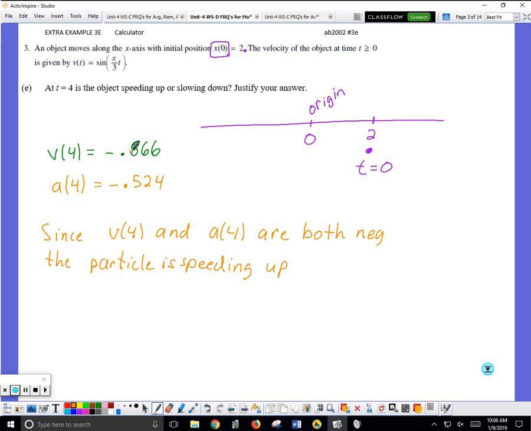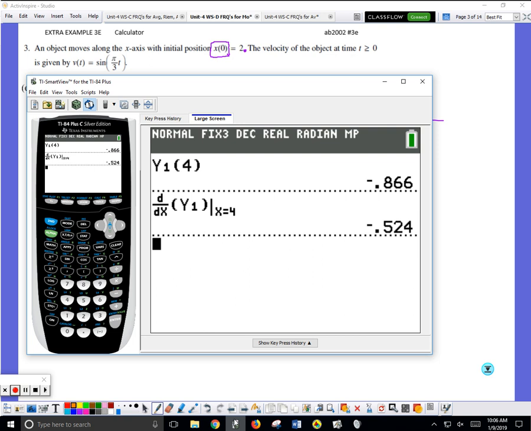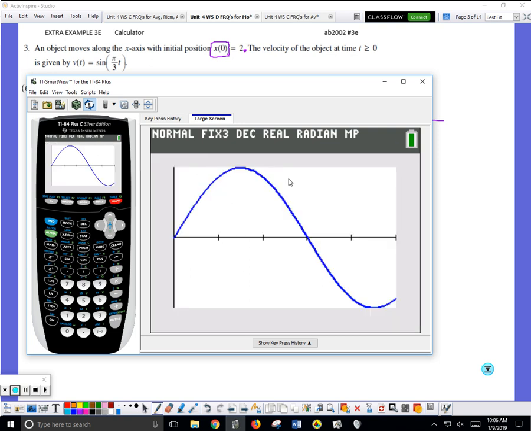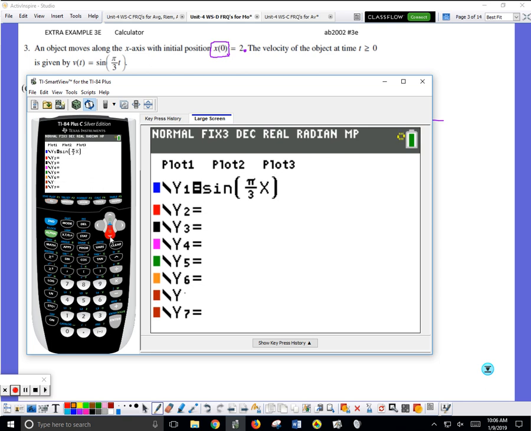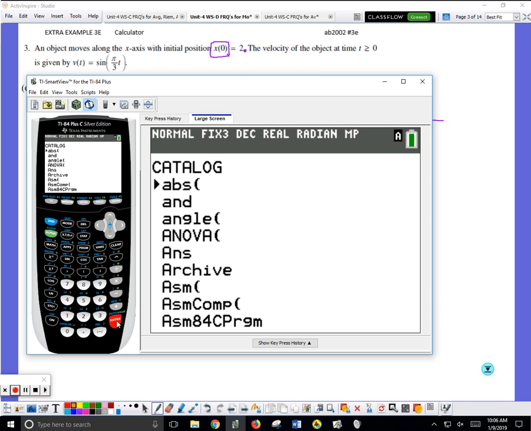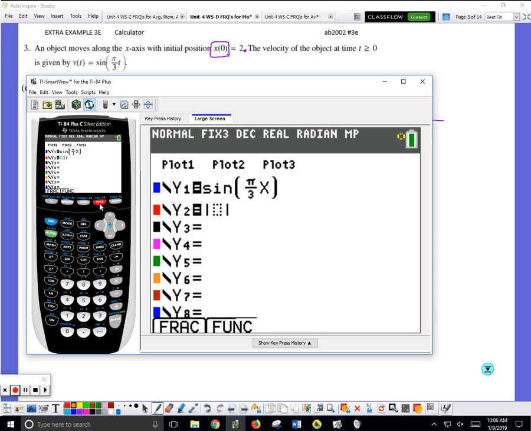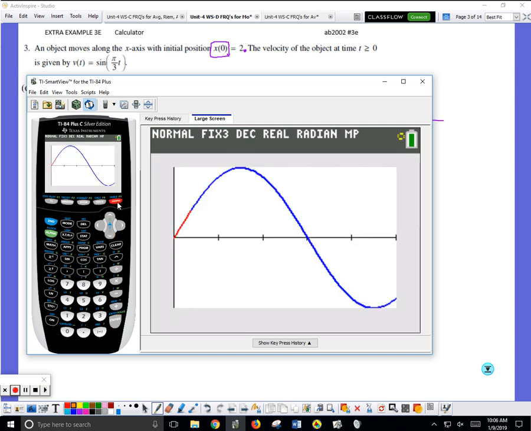So let me say 2 things. There are multiple ways to solve this problem for sure. This way is the most efficient, quickest, easiest, safest, best. But you can also look at the calculator and say, here's my velocity. Is that the absolute value of it? Right. So if I do the absolute value, in fact, I can even plot that. Let's do the absolute value of the velocity. So the blue is the velocity, the red is the speed.